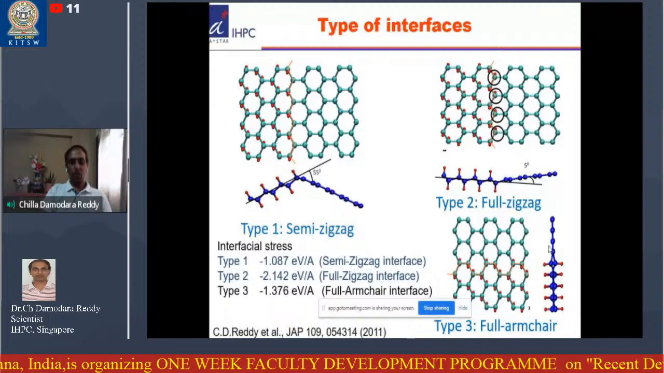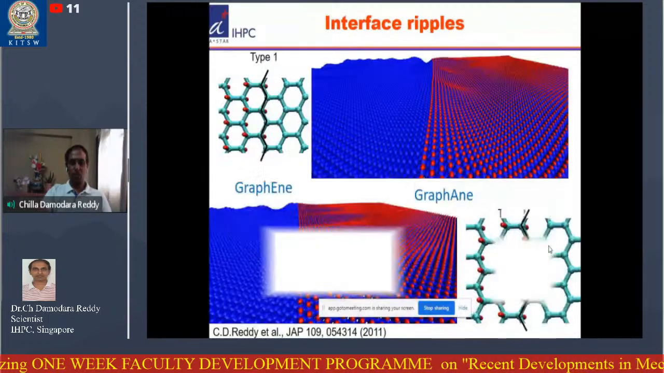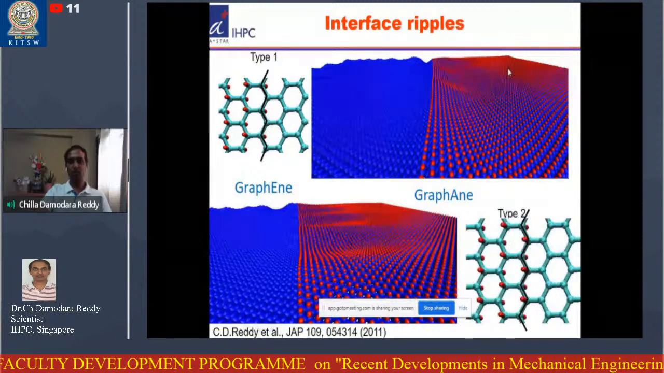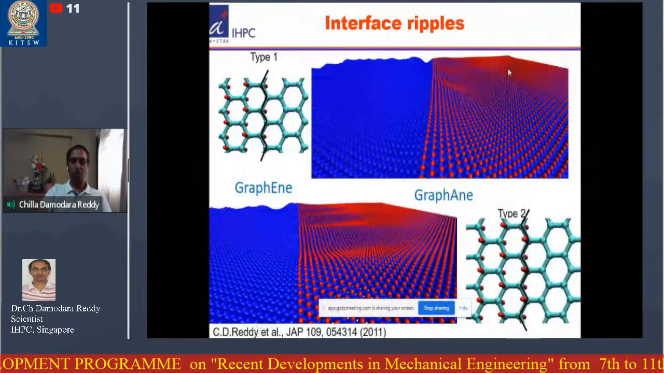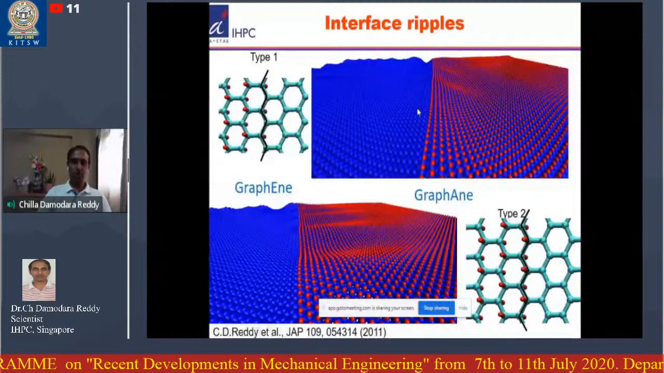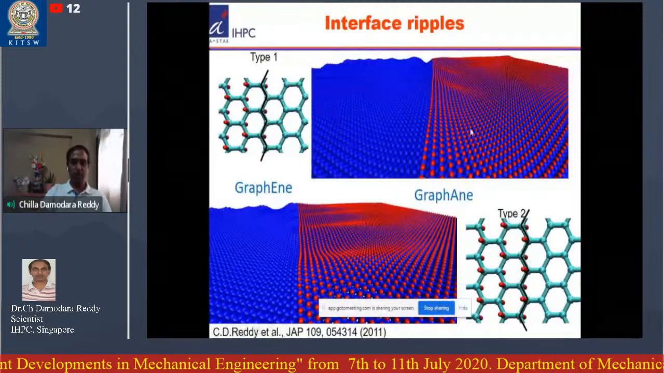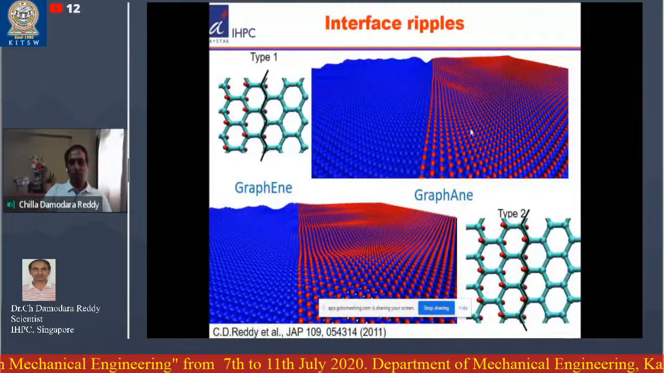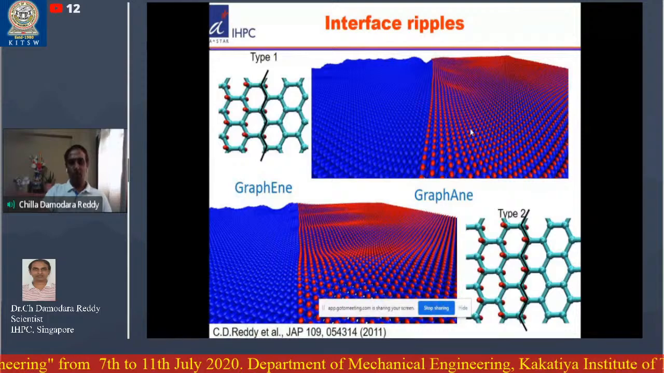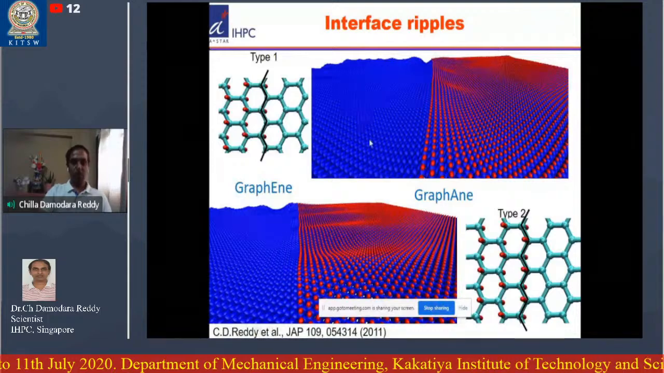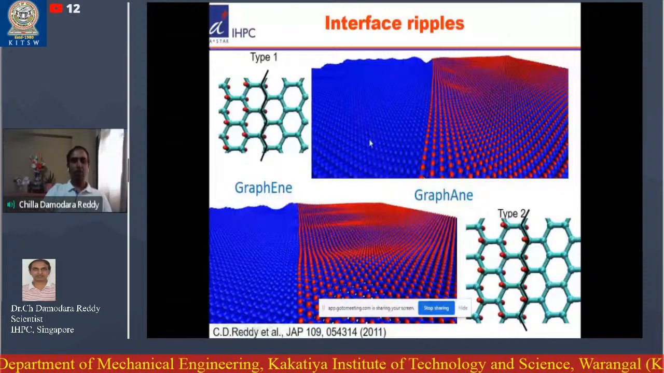So if you take larger sheets, then you can see here in this picture there is a lot of disturbance in between, because of the edge stress or a lattice mismatch between the graphene and the graphene side. So on the application side, you have to take care of this kind of thing.